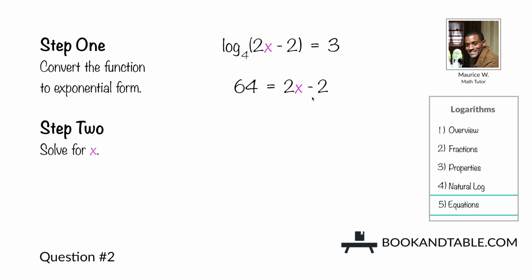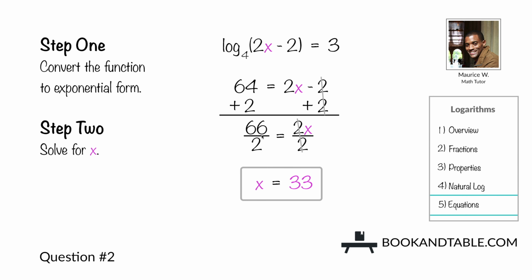And now we want to add 2 to both sides, giving us 64 plus 2, which is 66 on the left side. And that's equal to 2x. And we negate this coefficient of 2 by dividing both sides by 2. So we find that x is equal to 66 divided by 2, which is 33.